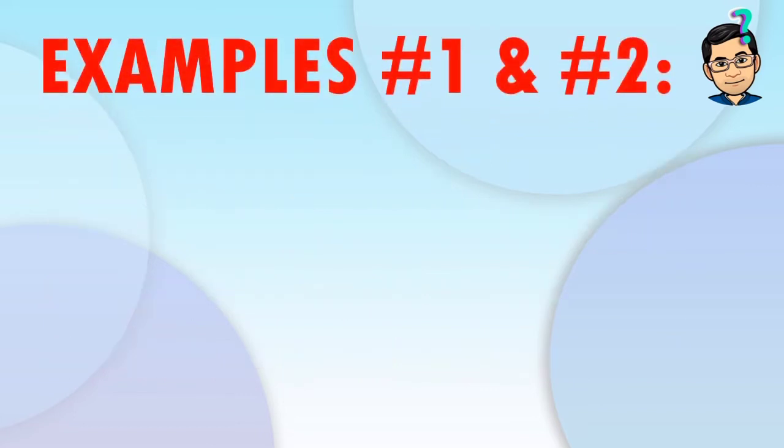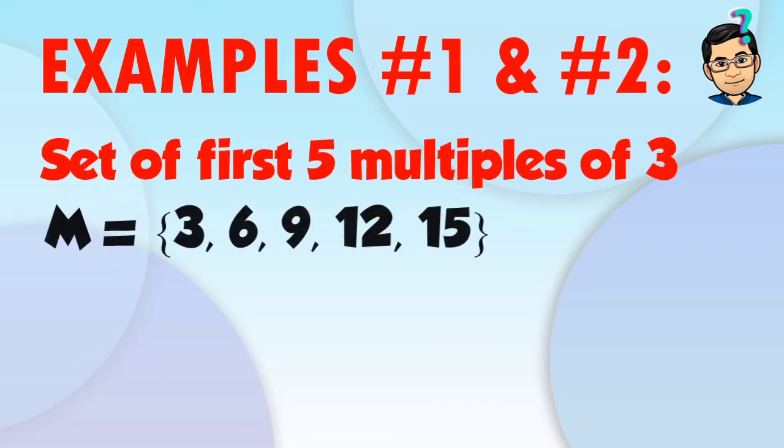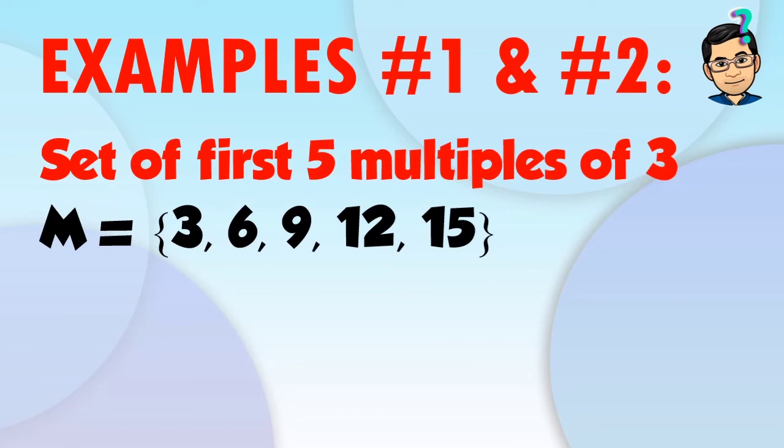So let's have the first two examples para mas maintindihan nyo what is a roster method or listing method. For example, number 1, set of first 5 multiples of 3. So, multiples of 3. So, parang nagbibilang tayo dito by 3. Skip counting by 3. So, the set of first 5 multiples of 3 are what? For example, we use set M. The elements are 3, 6, 9, 12, 15. So, yung first 5 na hinahanap natin na multiples of 3, ayan.